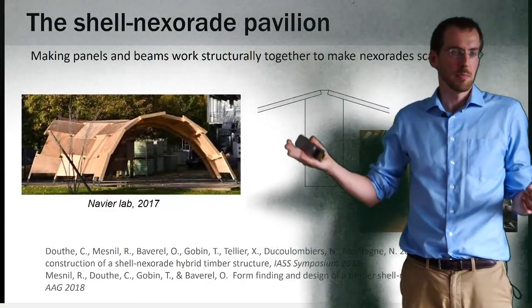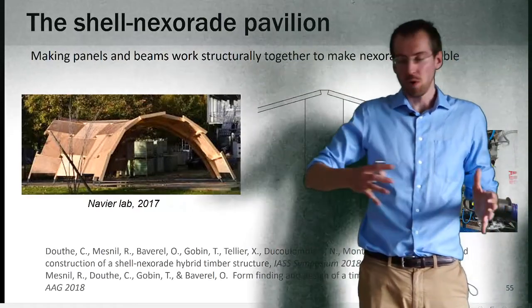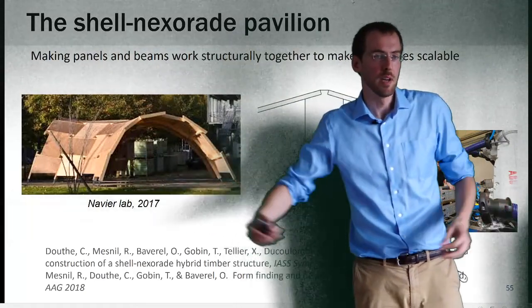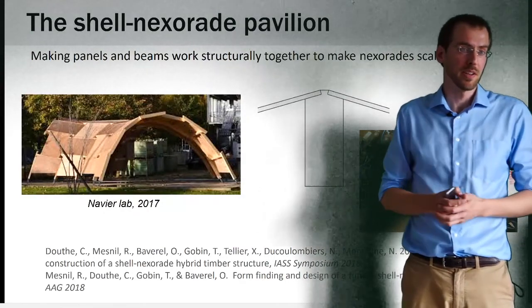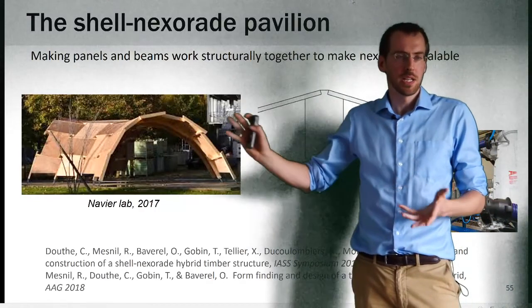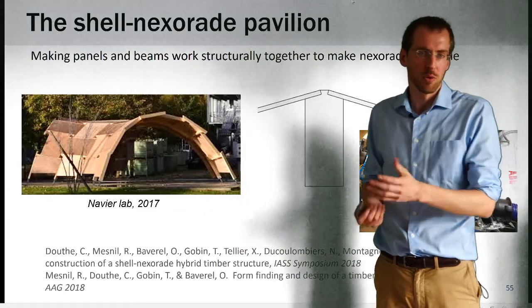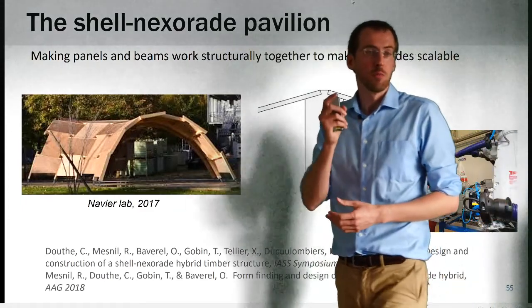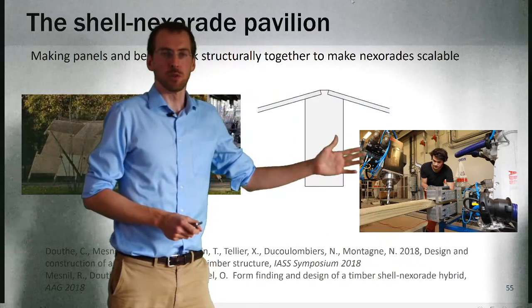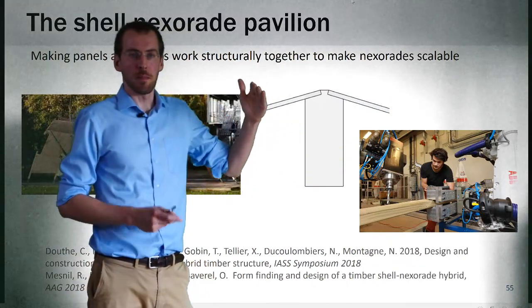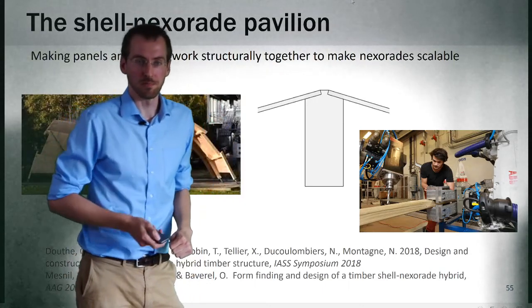One major issue with this type of structure is that it scales very badly. You can do small pavilions with this, but if you try to do a very big structure, a long span, you will have to have very, very massive elements. So to counteract this effect, this structure is a hybrid shell nexorade. So the panels act structurally in the structure to resist the loads. And to make panels and beams work together, we had to machine the top surface of the beams such that panels can actually fit nicely on the top surface and that we can screw the two elements together.